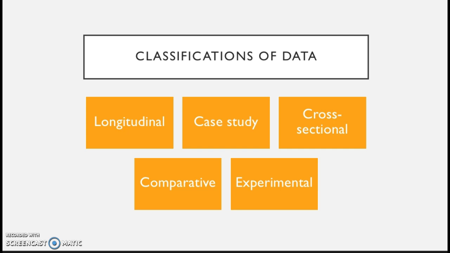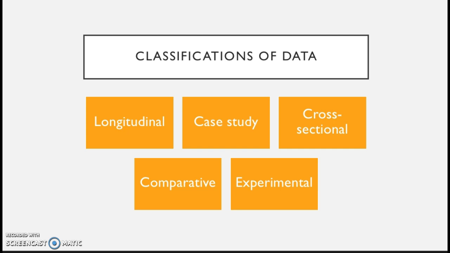So here's 4.3, which is data collection. So the classifications of data. So there's different types of data which are used to be able to find a different type of data.